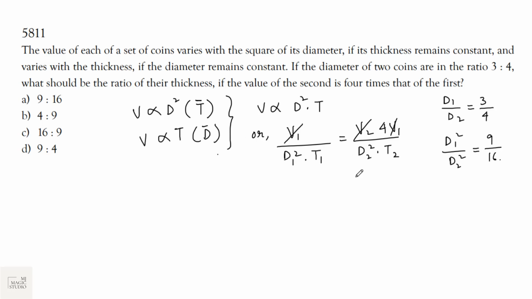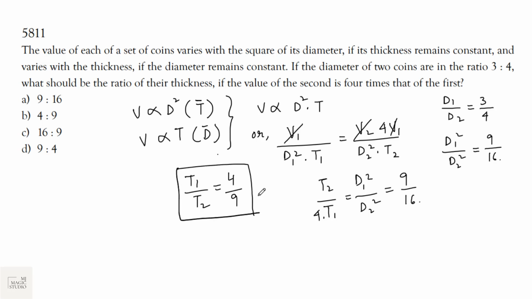Now what do we have? Let me write D1 square here, D2 square here. This equals T2 by T1 but into 4. 4 will come down. And this equals 9 by 16. So T1 by T2 is 4 by 9. Now let's see what they are asking. What should be the ratio of their thickness? That would be 4:9. Option B is the pick.